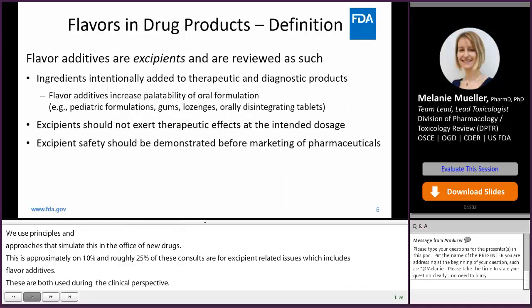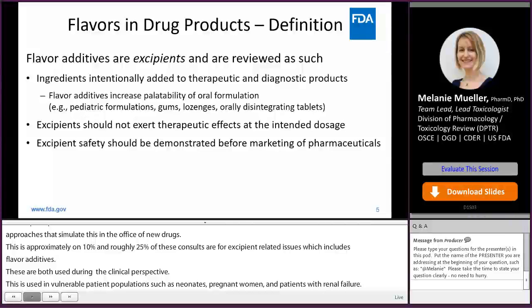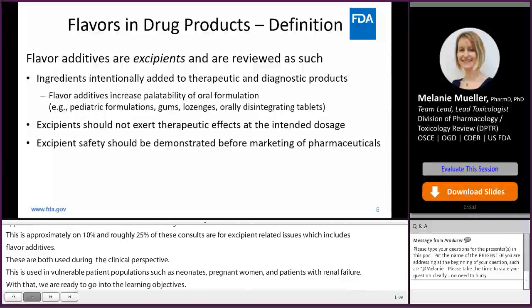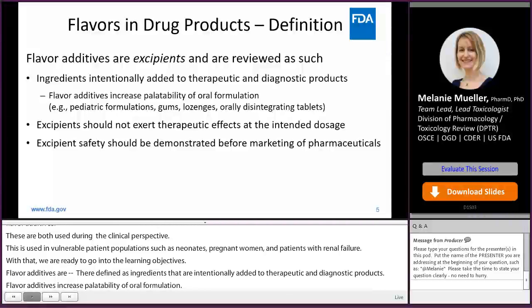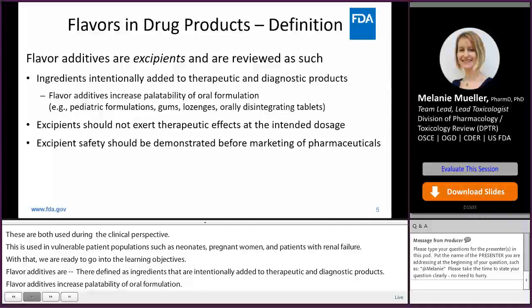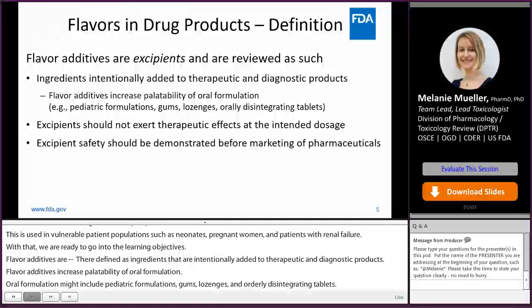Flavor additives are excipients and are reviewed as such. Excipients are defined as ingredients that are intentionally added to therapeutic and diagnostic products. Flavor additives are added to increase palatability of oral formulations. Oral formulations might include pediatric formulations, gums, lozenges, and orally disintegrating tablets. Excipients themselves should not exert a therapeutic effect at the intended dosage. And excipient safety needs to be demonstrated before a pharmaceutical can be marketed.